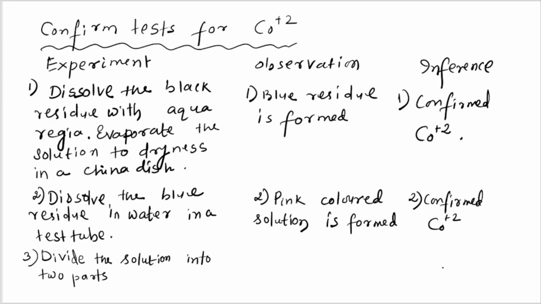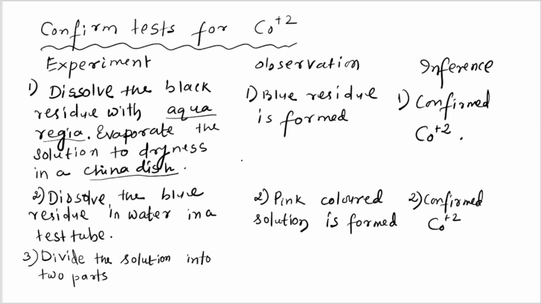First, you do cobalt, Co+2. Dissolve the black precipitate in aqua regia. What is aqua regia? 1 part HNO3 and 3 parts HCl is aqua regia. And here, what you will do? Add this black precipitate to the aqua regia and evaporate to dryness. Then after dissolving, evaporate this solution to dryness in a china dish. You know china dish, white color porcelain.